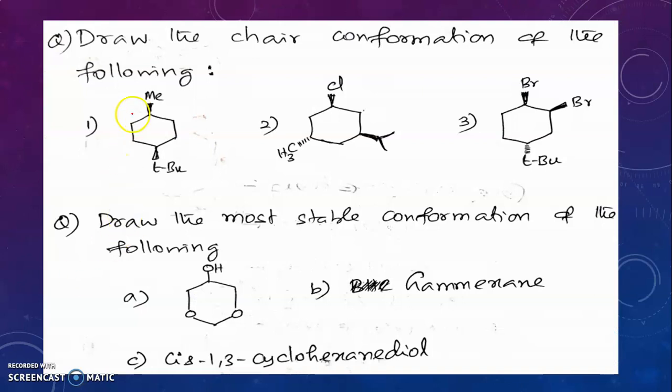Okay, I have few questions here. Draw the chair conformation of the following. See here 3 compounds are given because we need some practice to draw the chair conformations. Suppose see question number 1. In question number 1, a substituted cyclohexane is given, and methyl group and tertiary butyl group both are facing towards us. That means it is a cis isomer. Okay, 1,4 cis isomer.